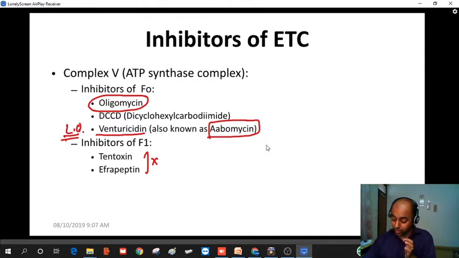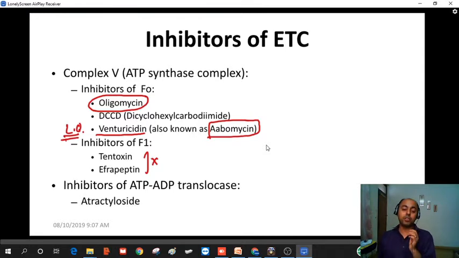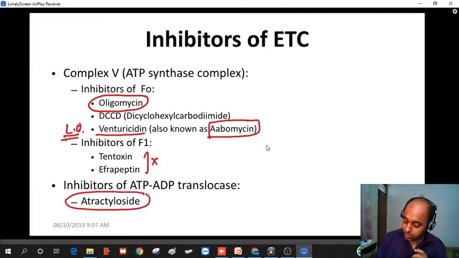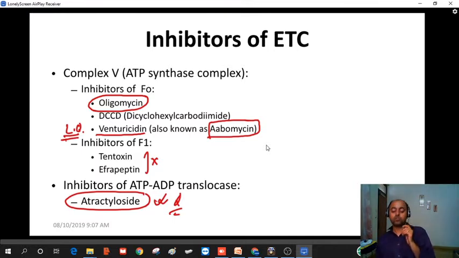But we have one more inhibitor, the inhibitor of ATP-ADP translocase, and that is atractyloside. This question has been asked twice. The oligomycin question has also been asked multiple times. The inhibitor of ATP-ADP translocase has also been asked twice, so you must remember this.